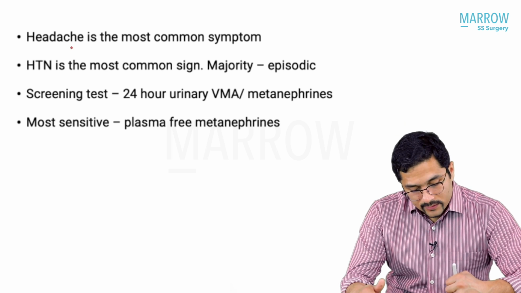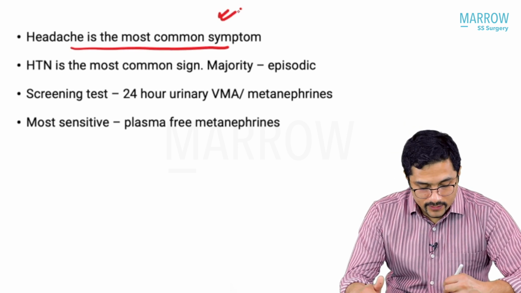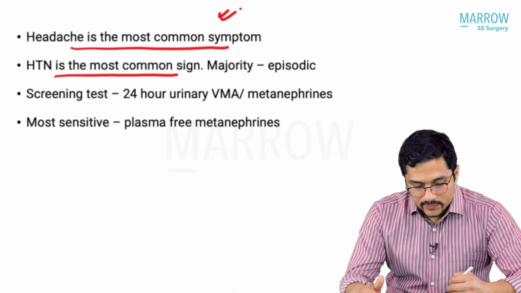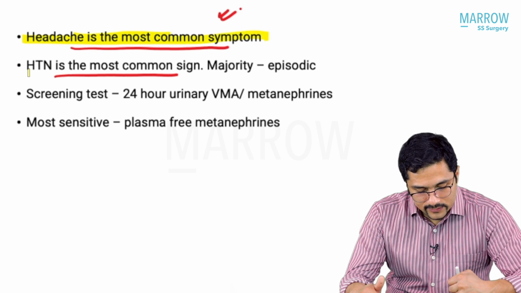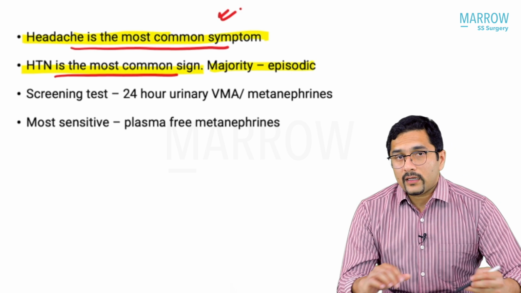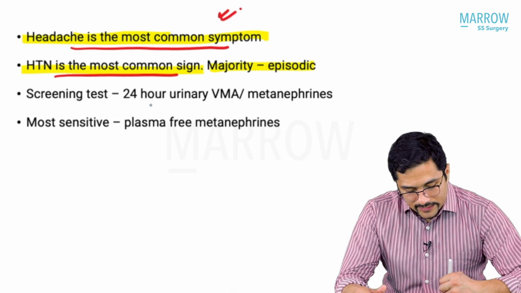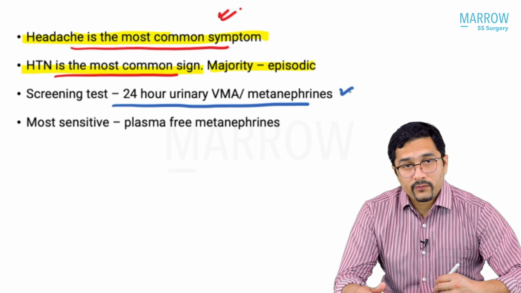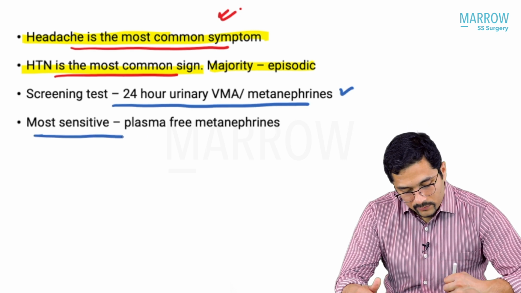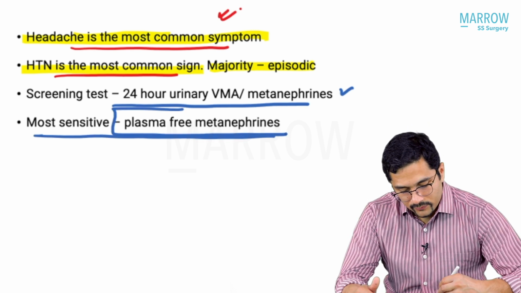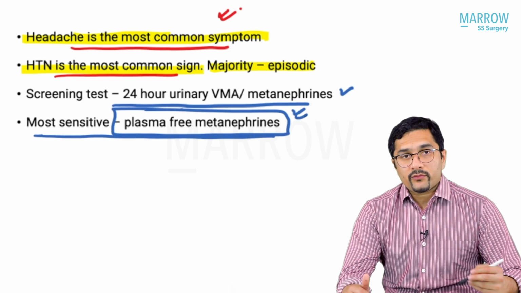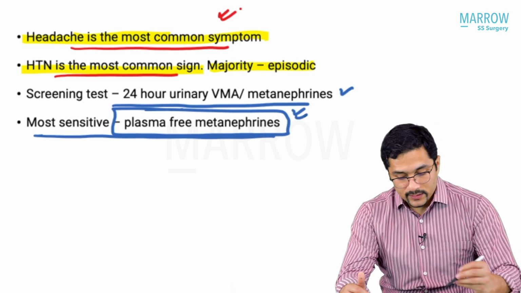Pheochromocytomas, you know, headache is the most common symptom which is there. Hypertension is the most common sign. So, symptom is headache, sign is hypertension, and hypertension is majority of the times episodic. The screening test is 24-hour urinary VMA or metanephrines. The most sensitive is plasma-free metanephrines. Plasma-free metanephrines is the most sensitive test.